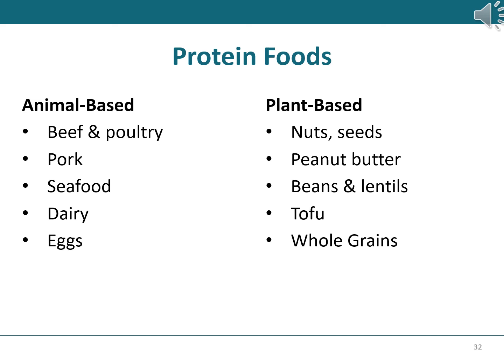To clarify, animal-based protein foods, that's meat or fish or animal products. So we have beef, pork, poultry, fish, whether that be standard fish or shellfish, dairy, such as milk, yogurt, cheese, and eggs. And then plant-based sources of proteins, we have nuts and seeds, nut butters, beans and lentils, tofu, and whole grains.